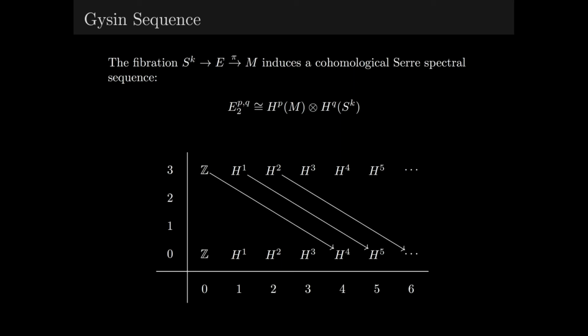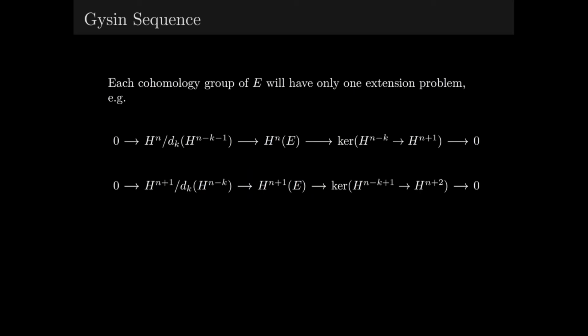It's important to note at this point that this is where the spectral sequence collapses, since the differentials on the Ek plus 1 page and further will overshoot the bottom row. Then the Ek plus 1 page is the E infinity page, meaning we get extension problems. By sparsity, we actually only get one extension problem for each cohomology group of E, since there will only be at most 2 non-trivial groups along each diagonal. Here are 2 such extension problems corresponding to Hn of E and Hn plus 1 of E.